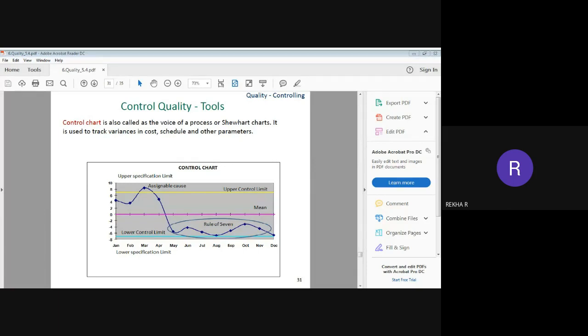Okay, if you see this control chart, consider the pizza example again. So your mean will be 20 minutes. Assume that is the mean. So the upper control limit is 30 minutes. The lower control limit is 10 minutes. So the yellow line is your upper control limit, 30 minutes. This light blue color is 10 minutes.